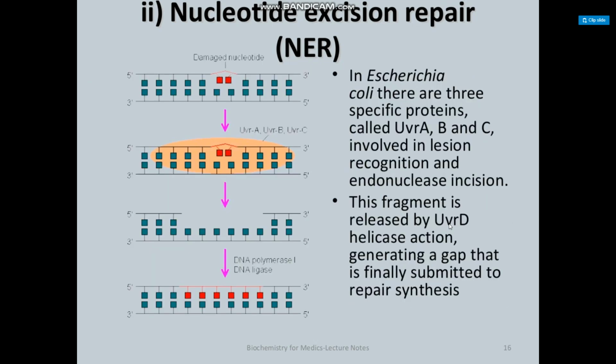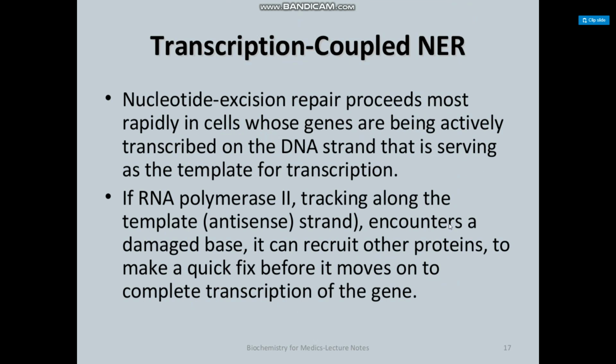In E. coli, there are three specific proteins, UvrA, UvrB, and UvrC, involved in lesion recognition and endonuclease incision. This fragment is released by UvrD helicase action, generating a gap that is finally submitted to the repair system. Transcription-coupled NER: nucleotide excision repair proceeds most rapidly in cells whose genes are being actively transcribed on the DNA strand. If RNA polymerase, tracking along the template strand, encounters the damaged base, it can recruit other proteins to make a quick fix.